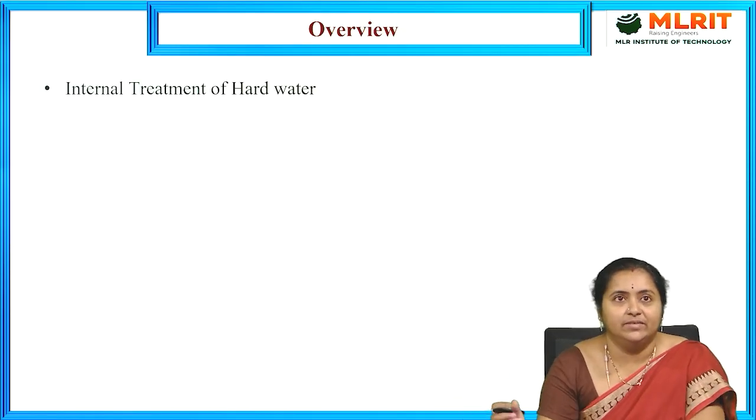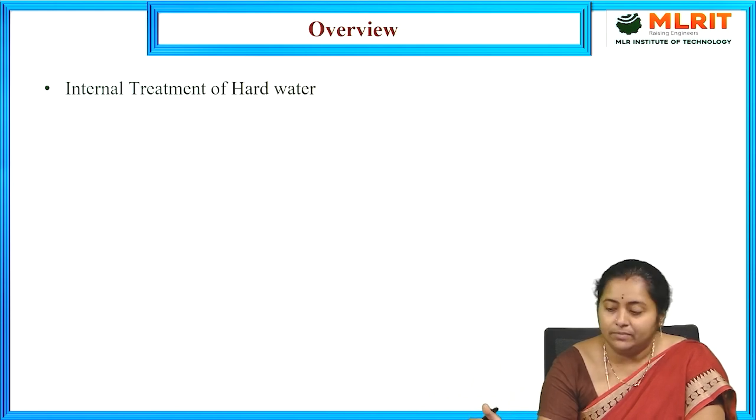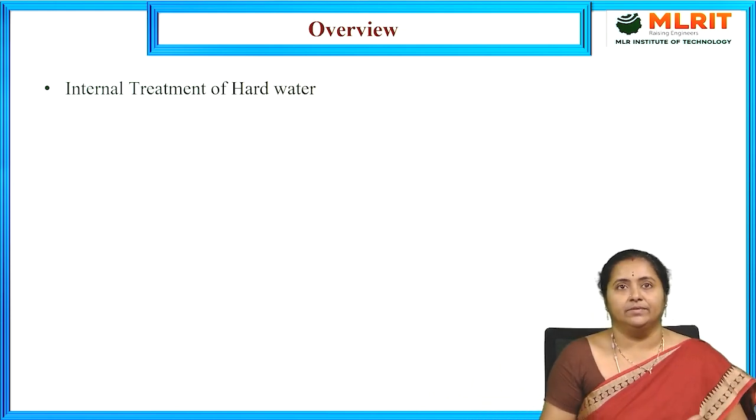In today's presentation, we are going to discuss internal treatment of hard water. So far, we have discussed what hardness is, how many types of hardness there are, what the causes or reasons for hardness are, using which units we express the hardness present in a water sample, how to identify the presence of hardness, its estimation using the EDTA method, and some problems related to hardness estimation using the EDTA method. And then what happens if hard water is used. So now we are going to discuss internal treatment of hard water.